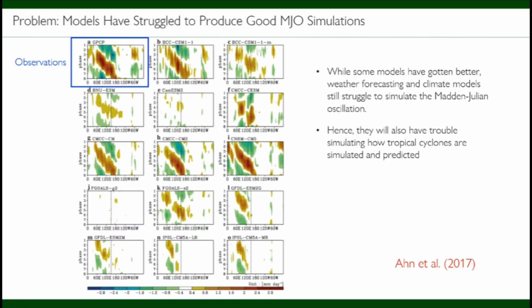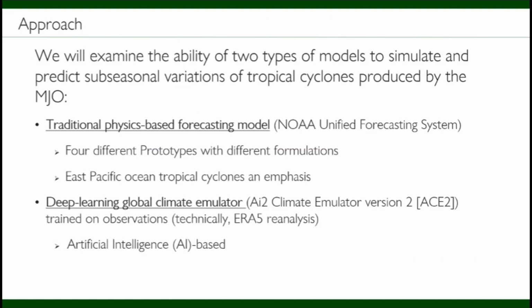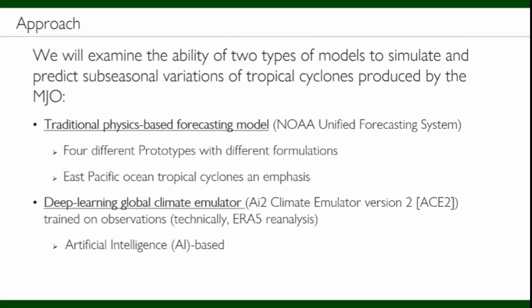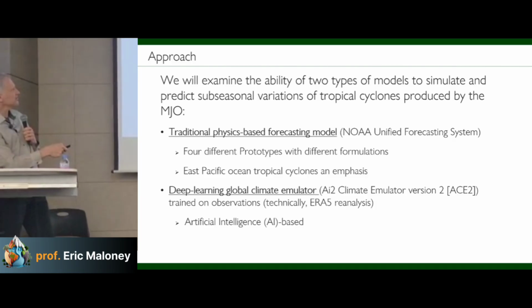Of many climate models to simulate the Madden-Julian oscillation. And this also extends to other types of models as well, including weather forecasting models. And so what we're going to do here in the first part of the talk is talk about the ability of one specific weather forecasting model, the NOAA, National Oceanic and Atmospheric Administration model in the United States, to predict conditions associated with tropical cyclones.